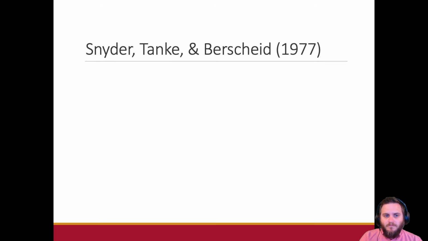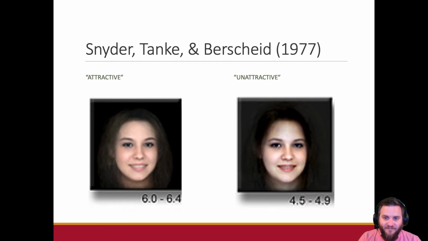So, Snyder, Tanke, and Berscheid did this classic study in 1977. Pairs of men and women interacted over the phone. Physical attractiveness was manipulated. Men were shown a false picture, either an attractive picture or an unattractive picture, so half and half. Conversations were tape recorded and analyzed.